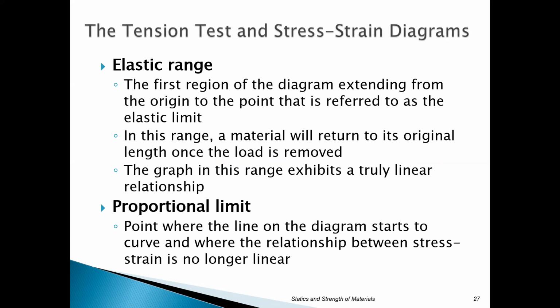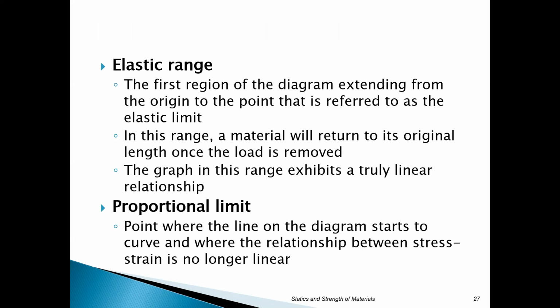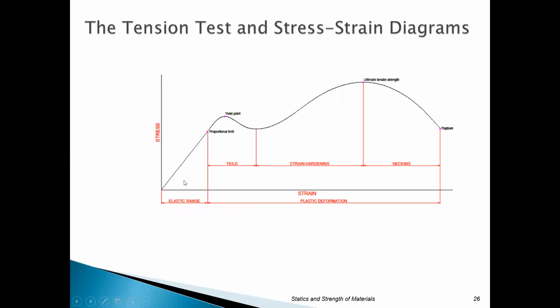So the elastic range, that's the region in the diagram that extends from that point of origin to what's called the elastic limit. And that's the area where the material, remember, will return to its original length once the load is removed. And in this area, that range is truly linear. And that's where we get the number of the modulus of elasticity. It is based on this linear region; the modulus of elasticity is just the slope of that line. And in this area, when we remove the load, it goes back to its original shape.